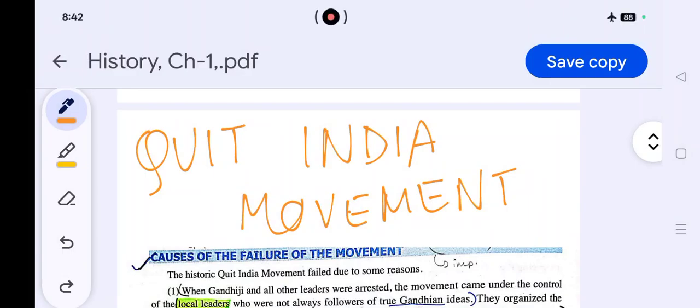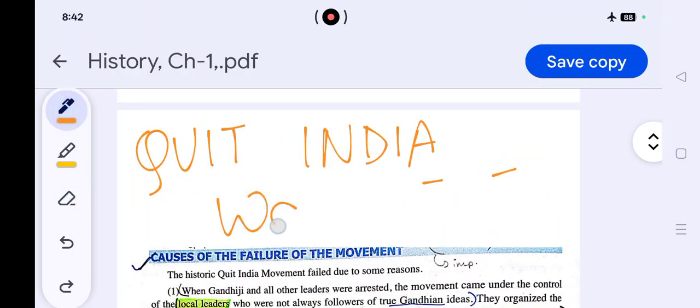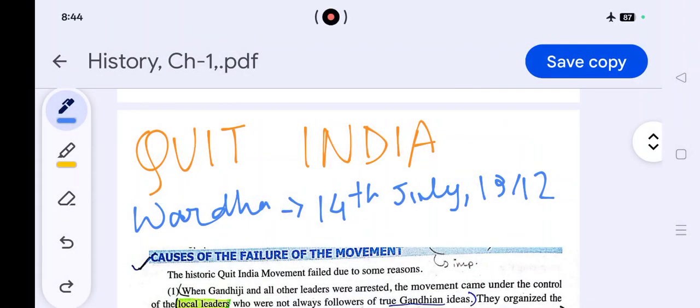Quit India movement, 8th August 1942. The movement was the last mass movement of India's freedom struggle. Even though the movement lasted only for a few months, it rattled the foundations of British rule in India. The Quit India resolution was introduced during the Wardha session of 14th of July. Now it's important to note this, during the Wardha session on 14th of July 1942. So it was passed and adopted.